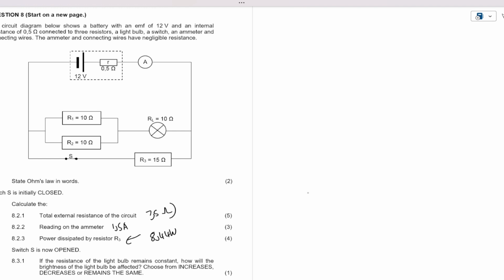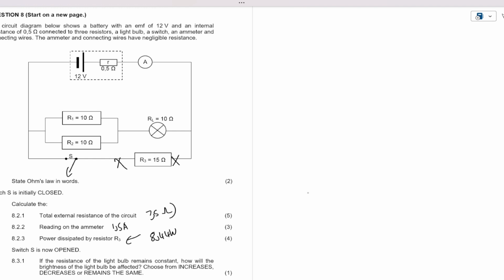Switch S is now opened. They opened this switch, meaning this bulb is not working. And then the resistance of the light bulb remains constant. How will the brightness of the bulb be affected? Choose increase, decrease, or remains the same. Explain your answer.